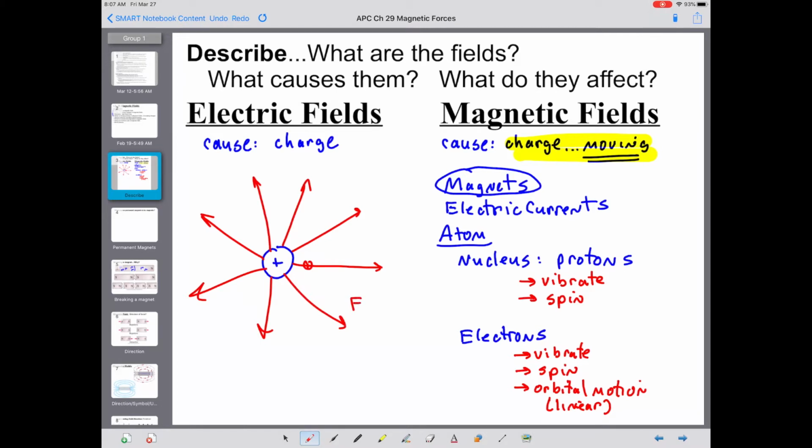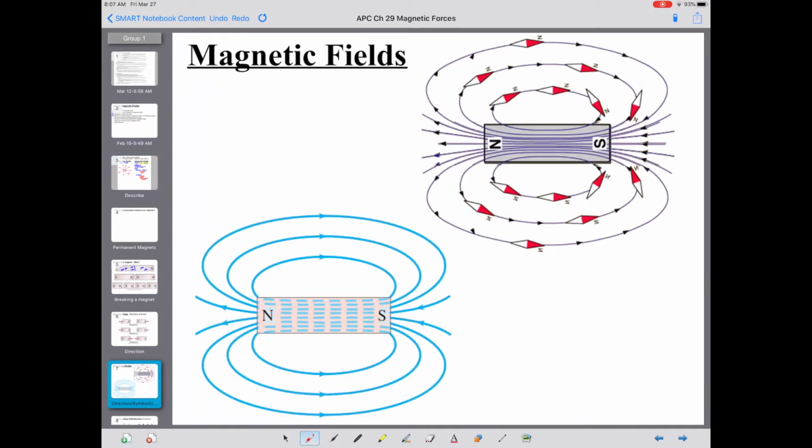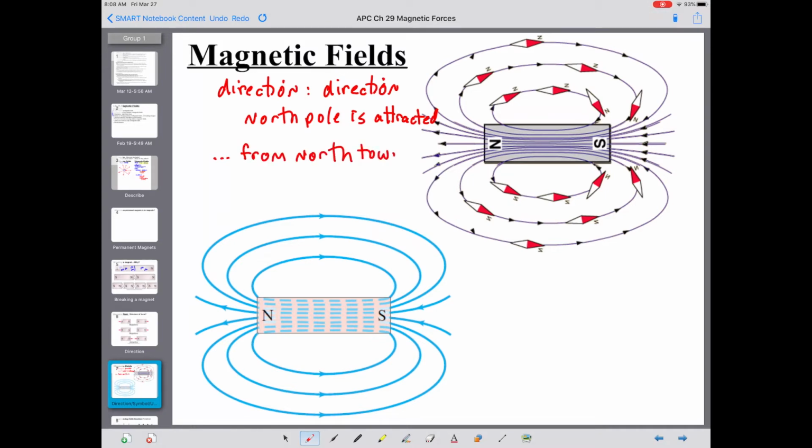An electric field that would look like that. A magnetic field also has a direction. Here are some pictures in terms of what a magnetic field looks like. Instead of using a positive charge, we denote the direction of a magnetic field as the direction a north pole is attracted. So that basically means from north towards south.